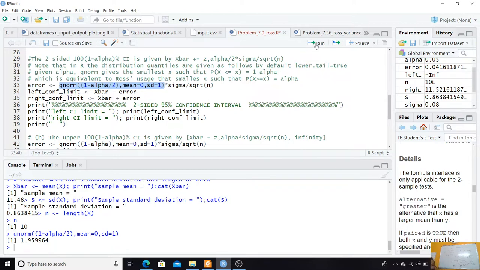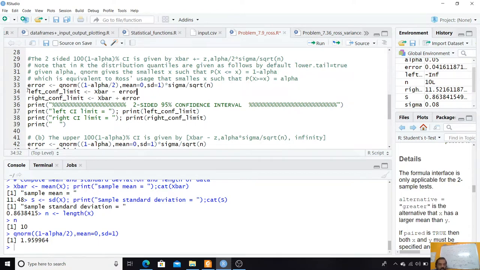If you go back to the board where I had written Z of alpha by 2, it is 1.96. And therefore, on the left side, it will be minus 1.96. Okay. So you can use that. You can multiply that with sigma by root n, and then do the plus and the minus to give you the confidence interval.